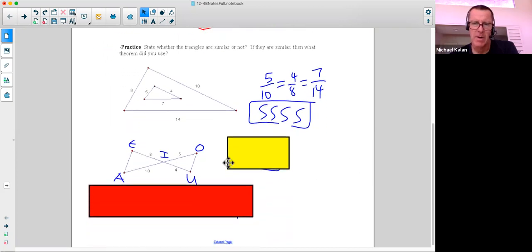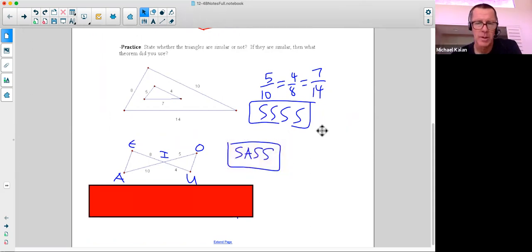All right, what about on this one, the AEIOU problem here? What do you think? Okay, I'm going to uncover. This one you could do by SAS because you have vertical angles, right? So those angles are congruent. So there's our A. And is 8/10 the same proportion as 4/5? Sure is. So that works.